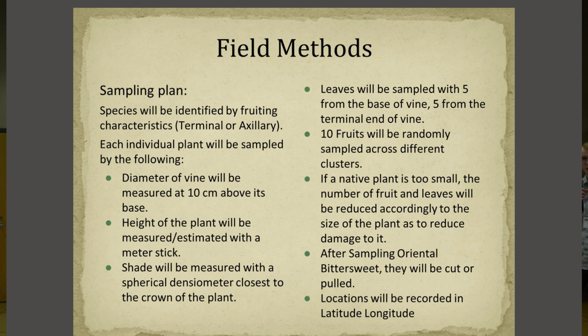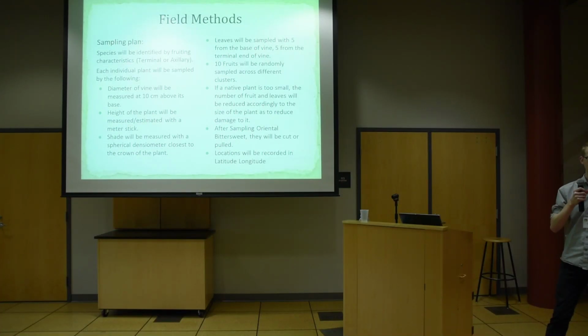If a native plant is too small, I will reduce the amount, because I don't want to harm the native population. Orbiculatus, I'm cutting them, so I can take as much from each plant in that case. And also recording locations by latitude and longitude.